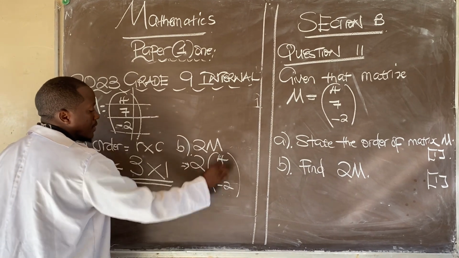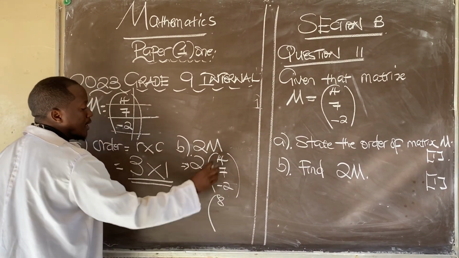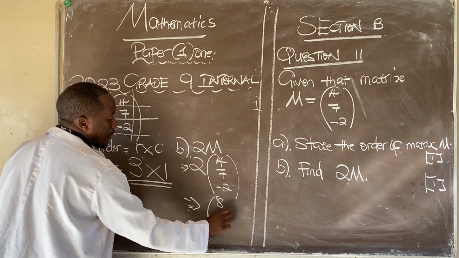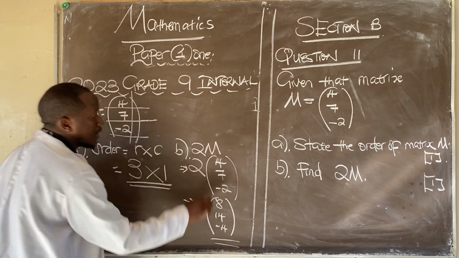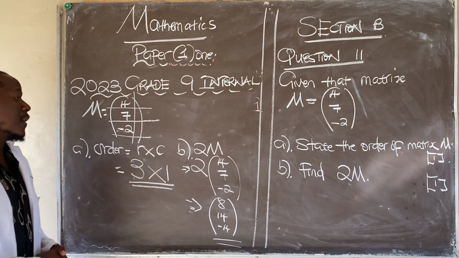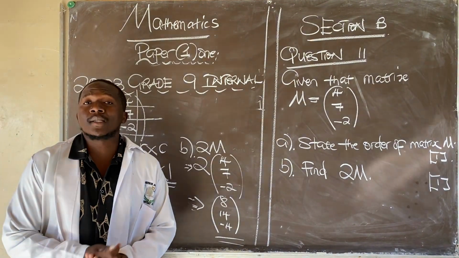So I'm going to say 2 times 4, this one is going to give us 8. 2 times 7, this is 14. 2 times negative 2, this is negative 4. Having done that, it simply means we have answered the question as expected.